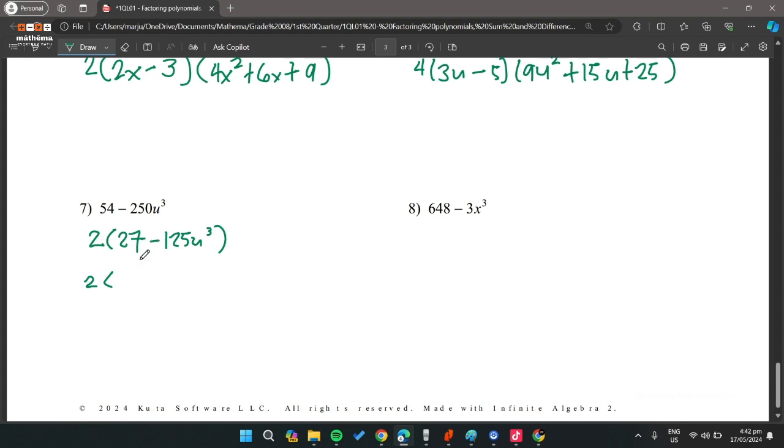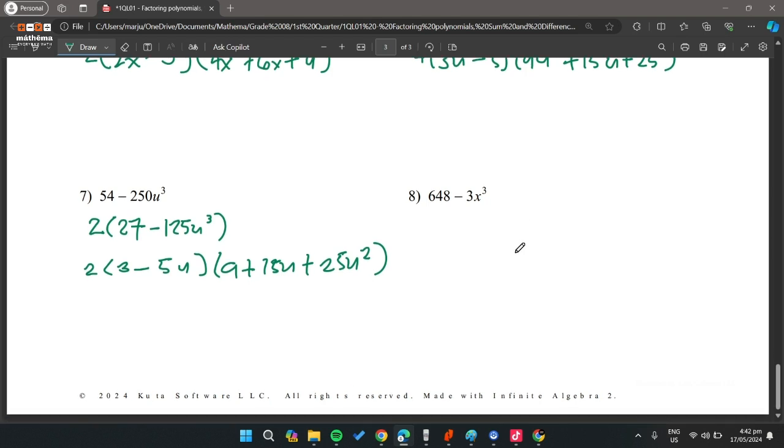So we will now take the cube root of 27, that is just 3, minus the cube root of 125u cubed, that is just 5u, and then 3 squared is just 9, plus 3 times 5u, that is just 15u, plus the square of 5u, that is just 25u squared. So this will be our factors for number 7. Alright, we're done with number 7, and number 8 is our last item.